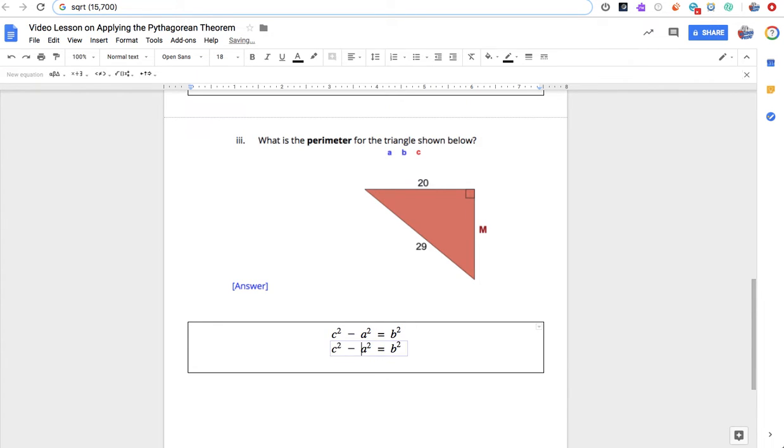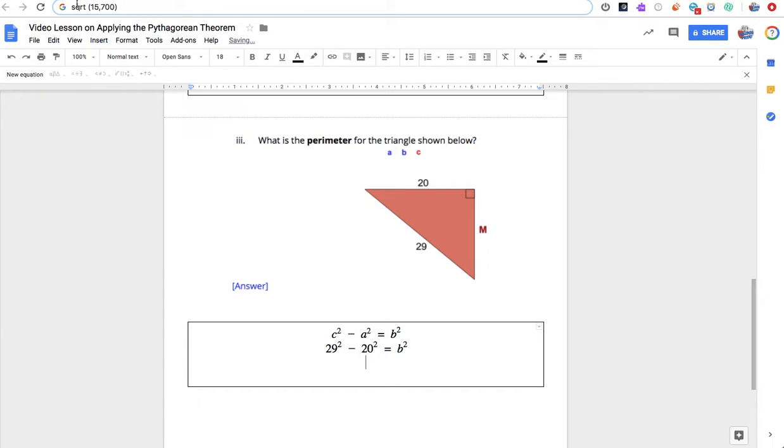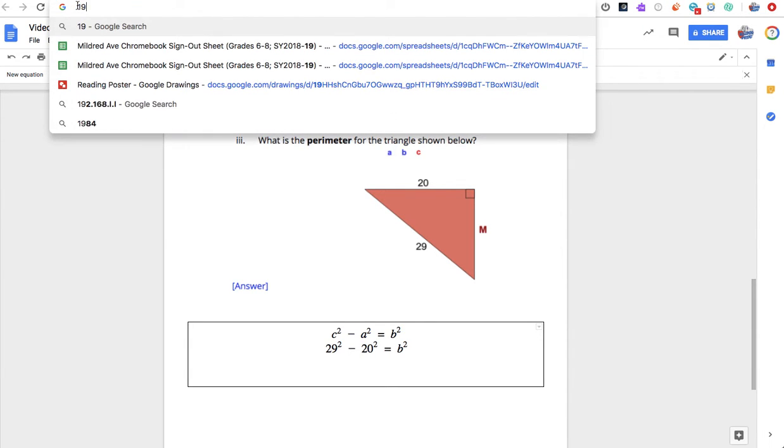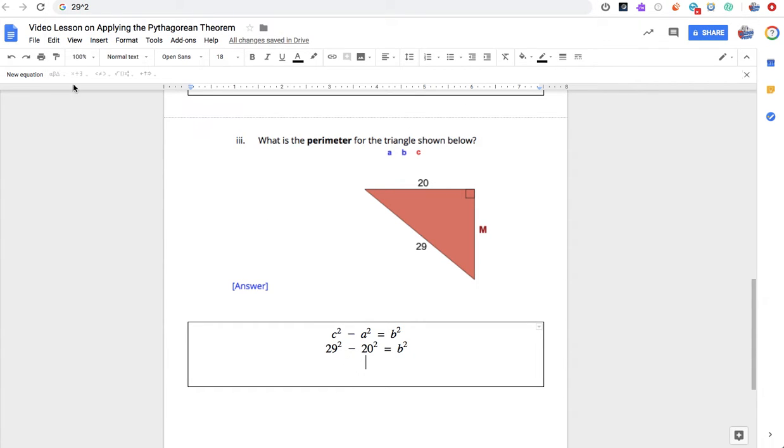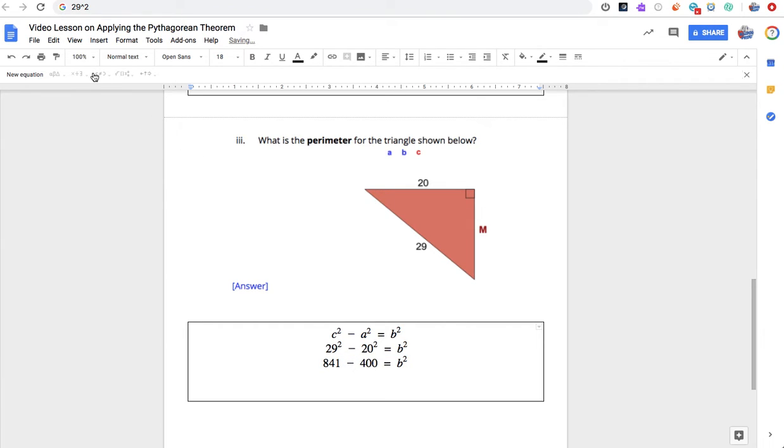In this situation, I know that c is 29, and I know that a is 20. So because of that, I want to pick the formula where c and a are on the same side of the equation so that they can quickly combine after we square those two side lengths. 29 times 29, or 29 squared, is going to give us 841 when we do 29 times 29. And then we have to subtract whatever 20 squared is. If I know 2 times 2 is 4, then I know 20 squared equals 400. So our equation, after we evaluate the exponents, becomes 841 minus 400 is equal to b squared.